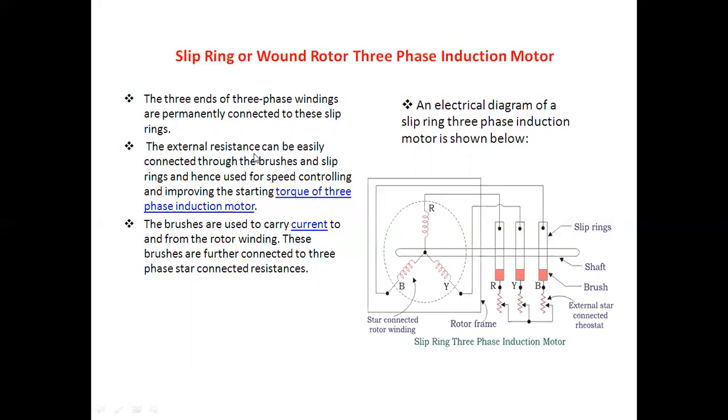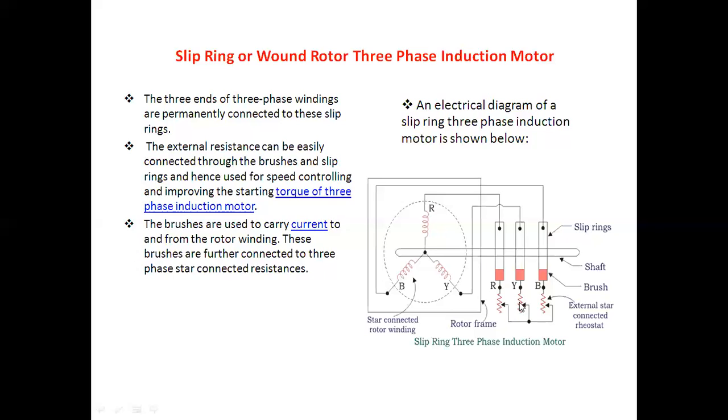The external resistance can easily be connected to the brushes. These are the brushes and this is the shaft, and the external resistance that is connected through the brushes and the slip rings is used for speed controlling and improving the starting torque of the three-phase induction motor that we have already seen. With the help of the external resistance, we can improve the starting torque of the three-phase induction motor, and we can also do the speed controlling.